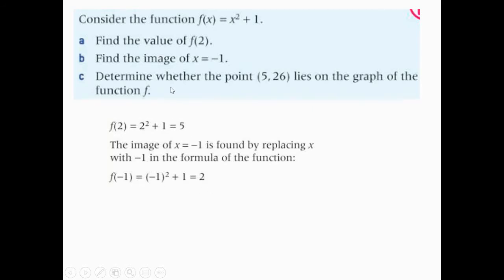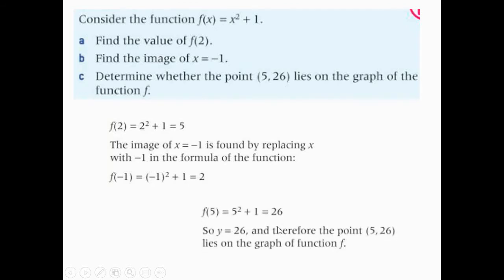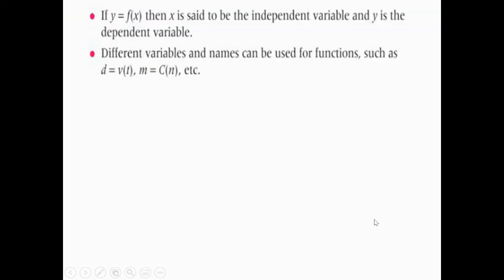How about this? Determine whether this point lies on the graph of the function. So you're going to check if this input-output value here works with this function. So try this input and see if you get this output. Checking your work here. It works. When you put the input of 5 in there, the result is 26. So that means (5, 26) must be a point. Excellent.